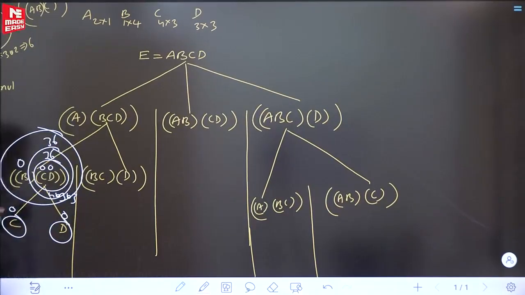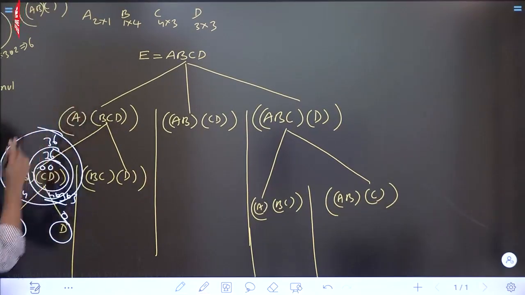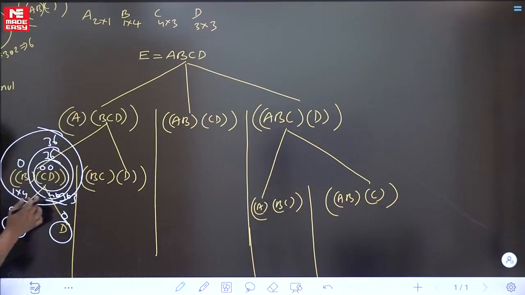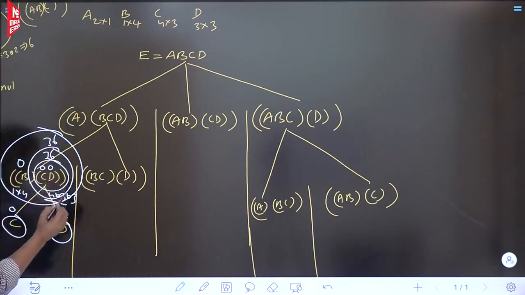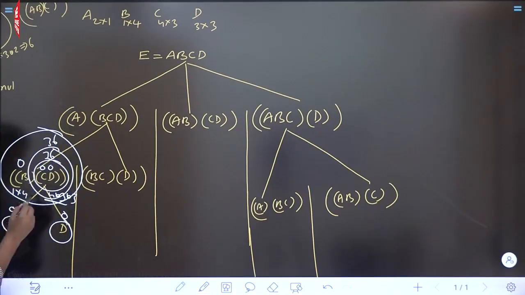Let's do combined one. So CD purpose 36 required, B because of only 1, 0 required. Let me combine. Can you say what is the B size? 1 by 4. What is the CD size? 4 by 3, we already did. CD size is going to be how much? 4 by 3. So B size 1 by 4, CD size 4 by 3. What is the overall size? 1 by 3.